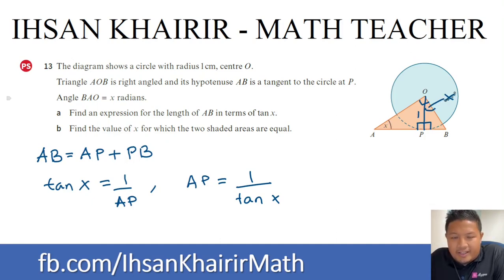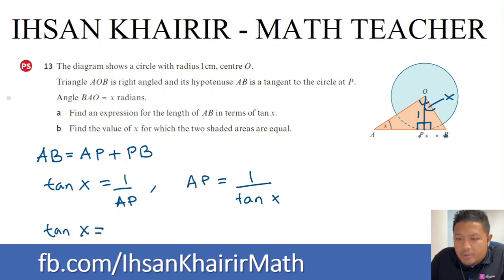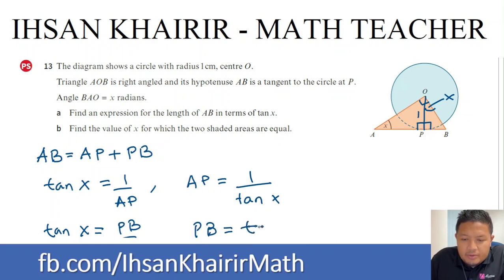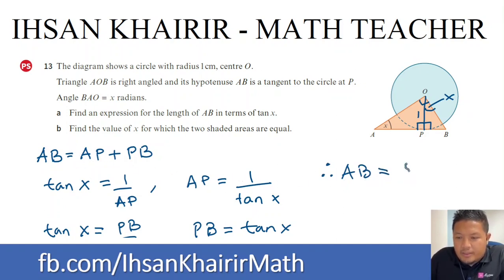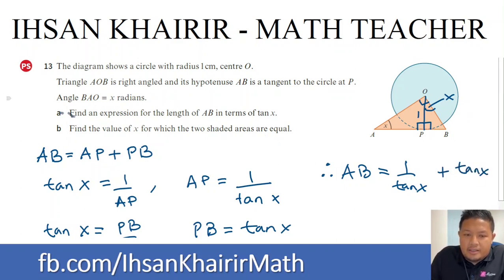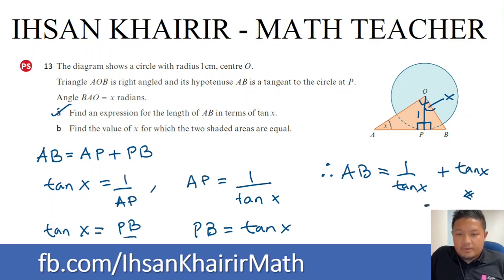Since we now know that this is x radian, that means we can also again use x and tangent. So in this case, we can say tangent x is equal to PB over 1. So that means PB is just equal to tangent x. So that means that AB is equal to AP, which is 1 over tangent x, plus tangent x. And we're done. This is the answer for question A. The length of AB is found in terms of tangent x. Okay, we found that. Now let's go to question B.